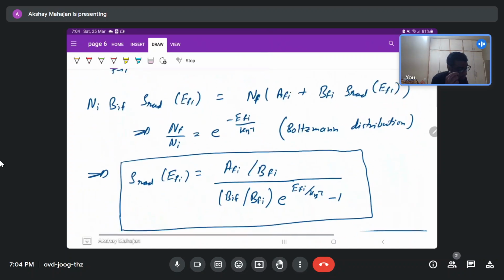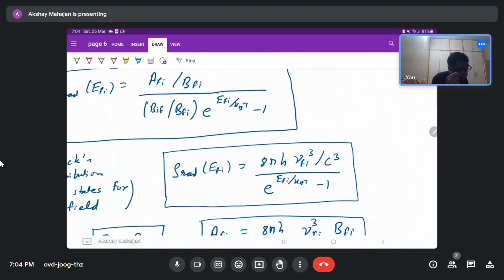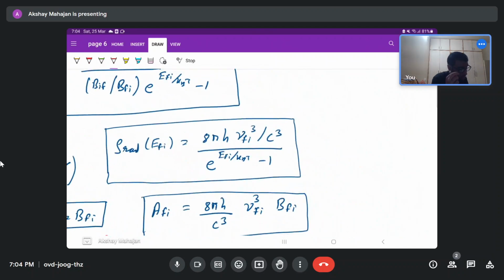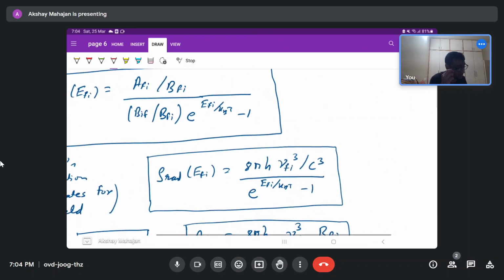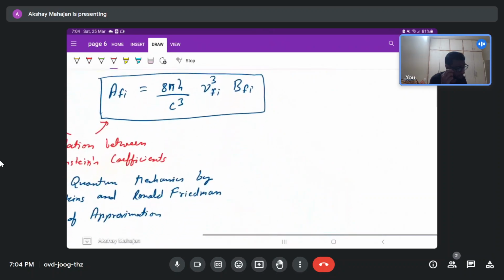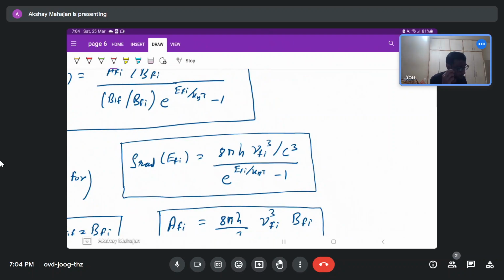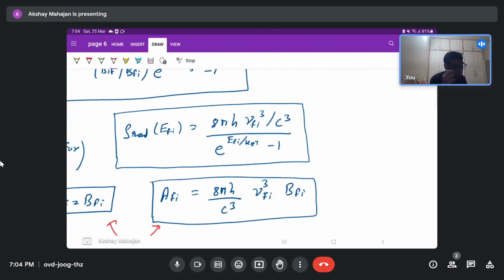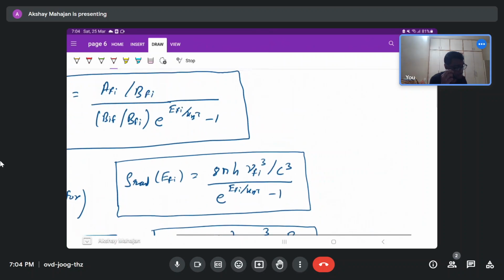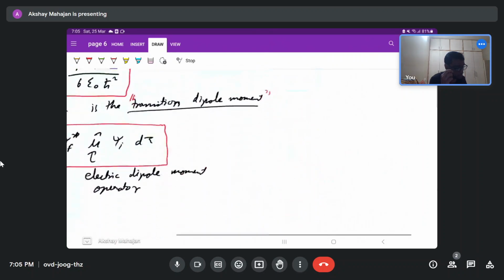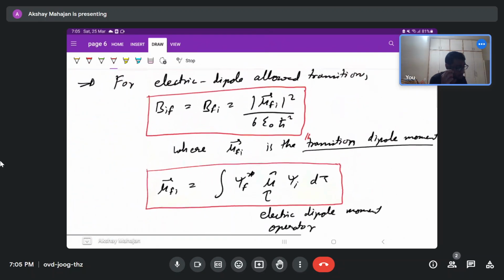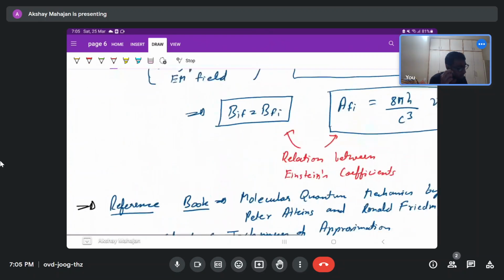And for that, we will use this Planck formula, because then we can use any of the formulas. You can use this formula or this formula, but you just need to put nu and E of Fi, and from the Planck law itself we can get this radiation density of states for this problem.